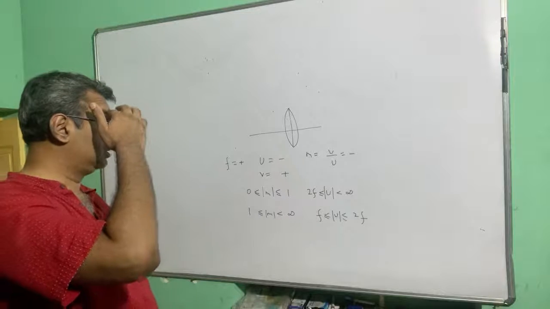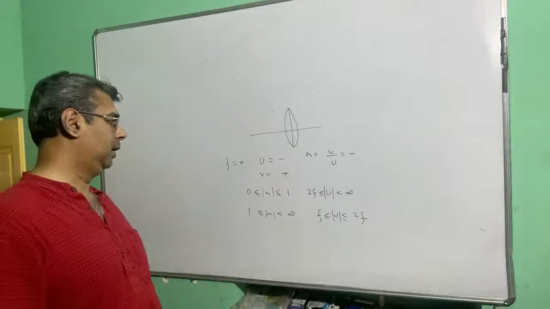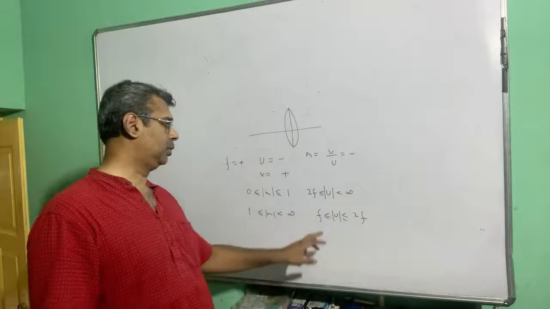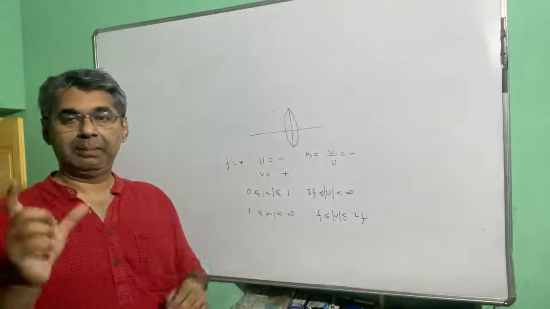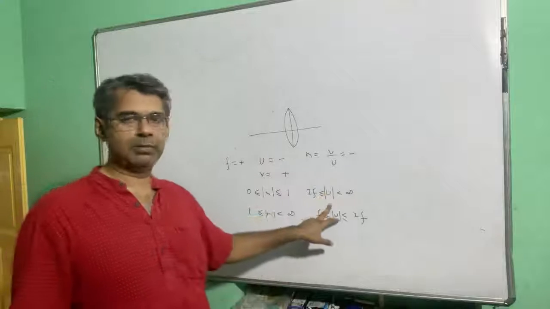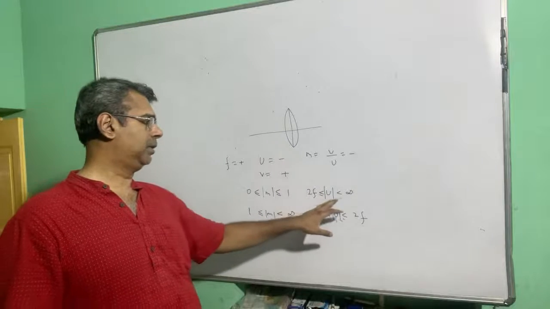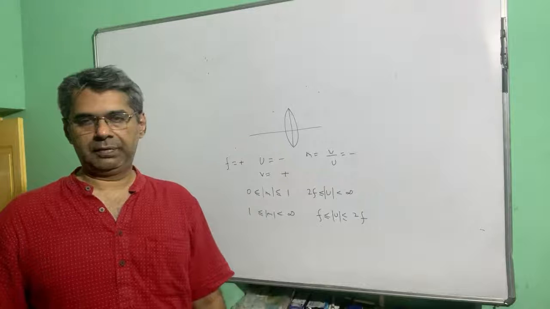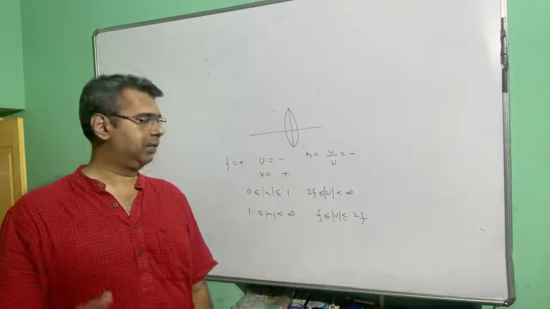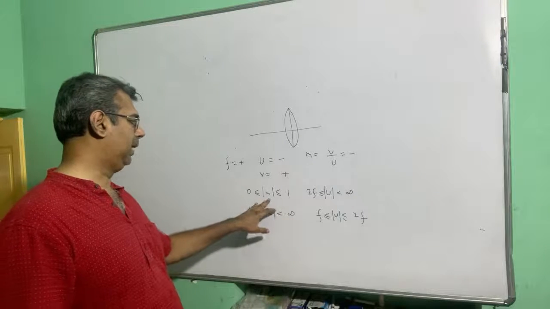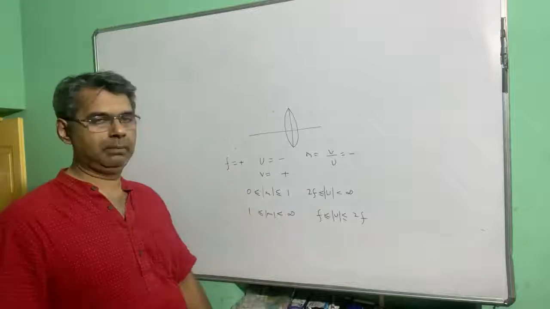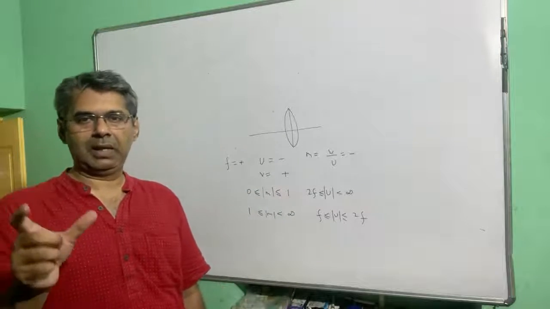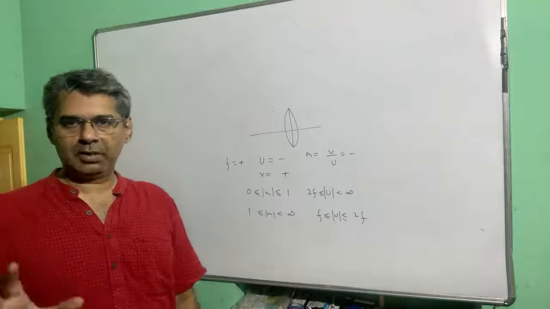Now, what we will do is that suppose the magnitude of the object distance, don't worry about negative, the magnitude, so I write like this, modulus. Suppose it is between infinity and 2f. Suppose the object distance is between infinity and 2f. So the magnification will be between 0 to 1. Again I am putting magnitude, like this vertical bar means magnitude, means I am not bothered about the sign.